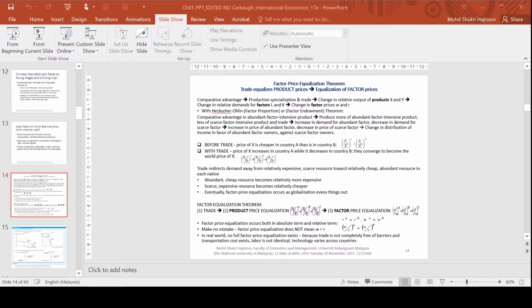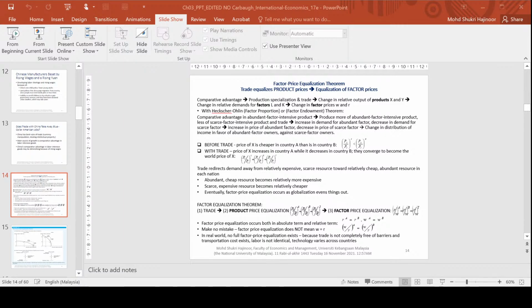So the magnification effect is that changes in the prices of factors are bigger than changes in product prices. This is the magnification effect. Factor prices change by more. Not only do they equalize, but they change by more to become equalized. They change by a lot to become equalized all over the world.